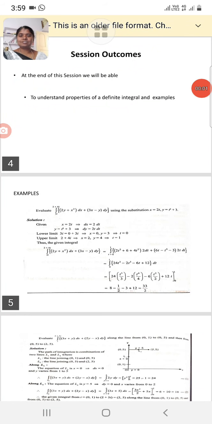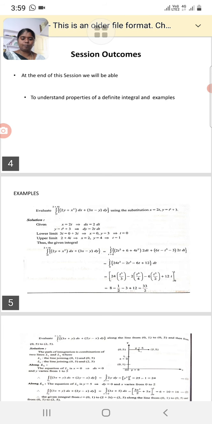Good afternoon, students. In complex integration, we will go through examples related to the properties of the definite integral of a complex function. Evaluate the integral from 3i to 2 plus 4i of the function (2y + x²) dx plus (3x − y) dy using the substitution x = 2t and y = t³ + 3.